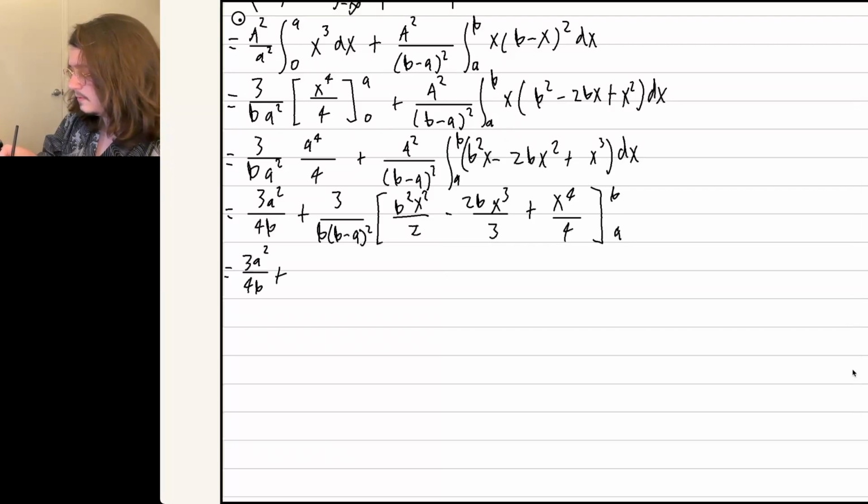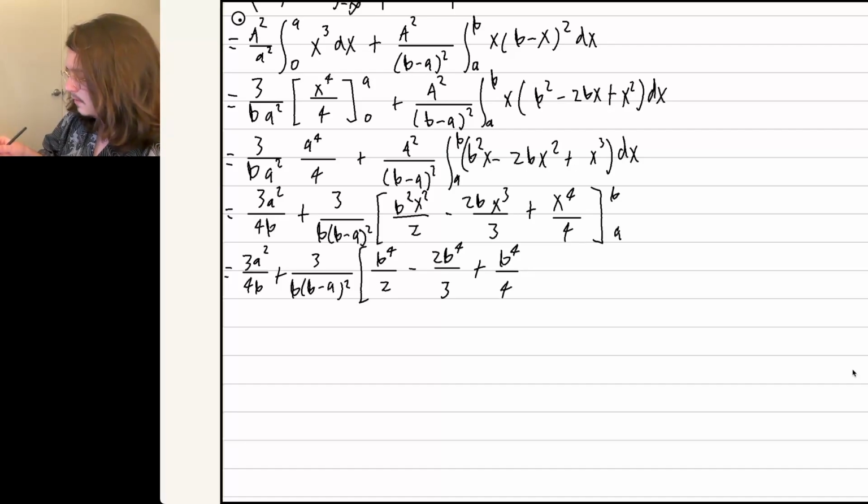I will go ahead and apply the boundaries. 3 over b times b minus a squared, all of that, times b fourth over 2 minus 2b fourth over 3 plus b fourth over 4 minus b squared a squared over 2 plus 2ba cubed over 3 minus a fourth over 4.